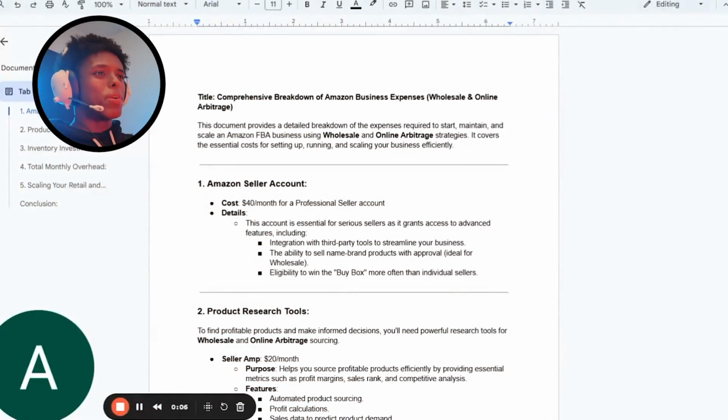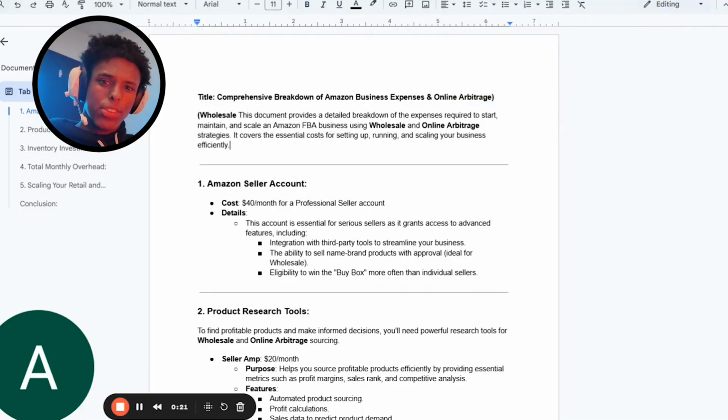All right, guys, we're going to be doing a comprehensive breakdown of Amazon business expenses with online arbitrage. So number one thing is the Amazon seller account. To sell on Amazon, there's going to be 2 options: a professional account and an individual account. Okay, if you're serious about starting an Amazon business, pick the professional account. All right, individual account is BS.